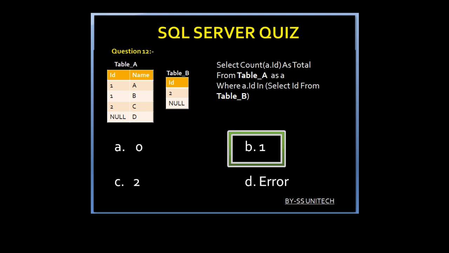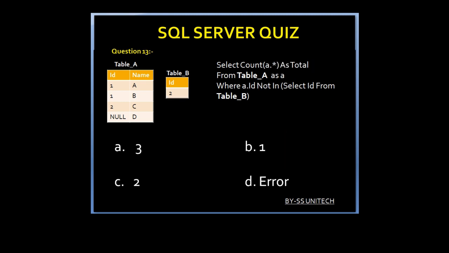So time up. Option B is true. It will return only those rows which are not null from our inner query. So it will return only one row, which has ID 2. So option B is true. Let's move to another question. This is your question and your time starts now.